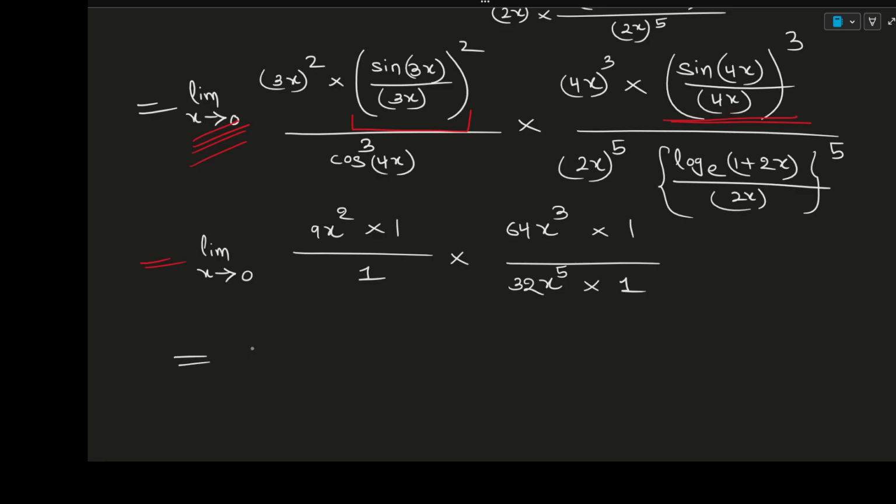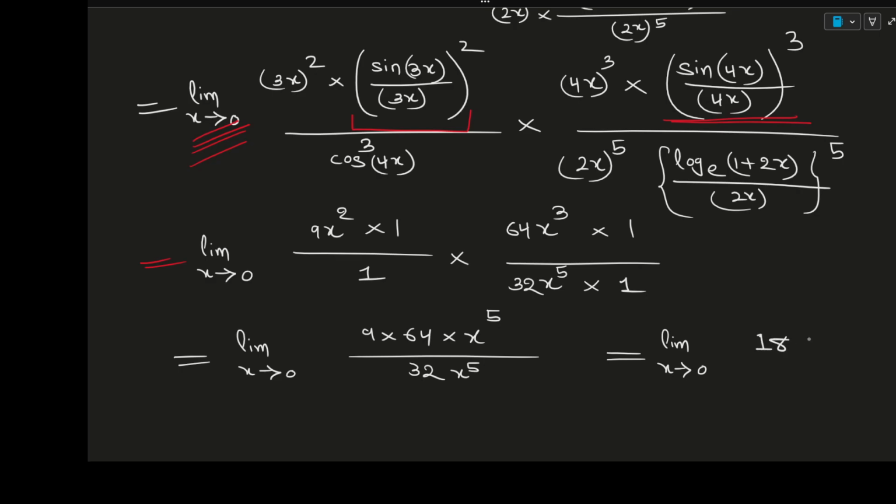So now if we clearly observe, then it will be 9 into 64 into, sorry, x to power 5. I have denominator, I have x to the power 5. So I will cancel out this x to the 5. Then I will get rest of limit x tends to 0. I will get 32 2. So it will be 18. Result will be 18.